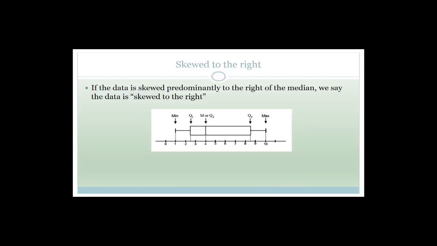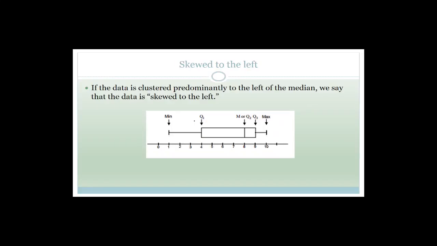Whereas, if there is way more data between the median and Q3, then we say the data is skewed to the right, because basically there's a heck of a lot more of the data lying on this side than on this side. Do you understand that? Whereas if it's skewed to the left, then there's a lot more data clustered on the left-hand side than on the right-hand side, and therefore we say that it's skewed to the left.